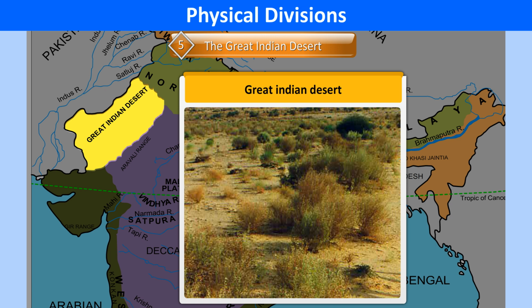The Aravalli Hills divide Rajasthan into two parts. The western part of Rajasthan is the Great Indian Desert. Its soil is composed of sand, hard rocks, and sand dunes. It is about 500 km long and 250 km wide.